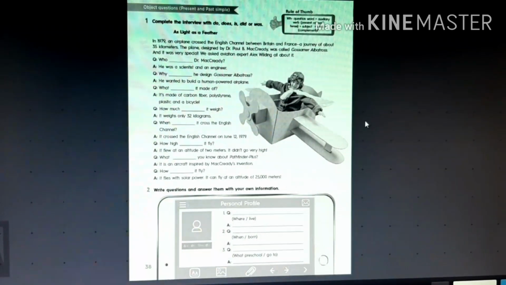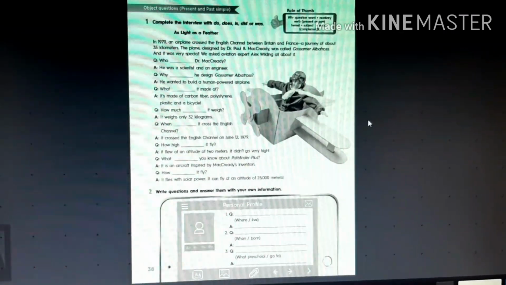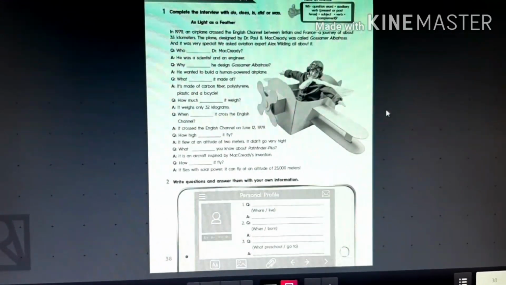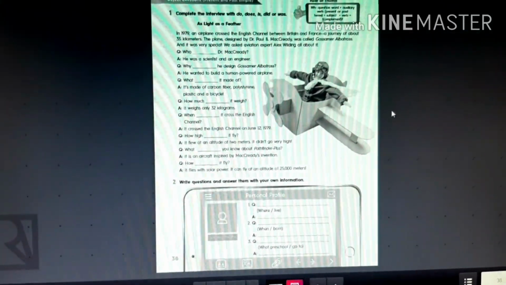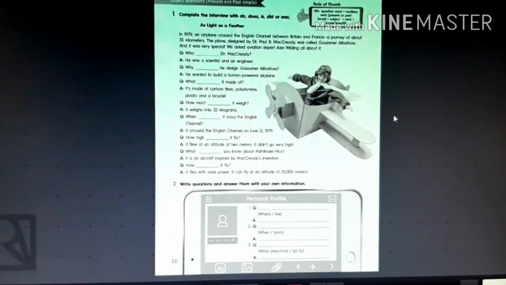Okay, now we are gonna continue. According to activity number 1, this says, complete the interview with do, does, is, did, or was. These are the words you are gonna use to complete the interview.